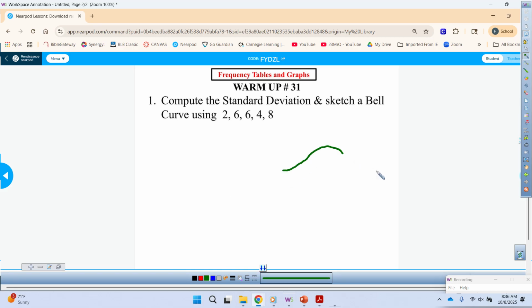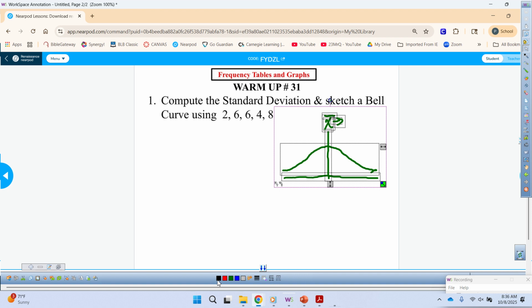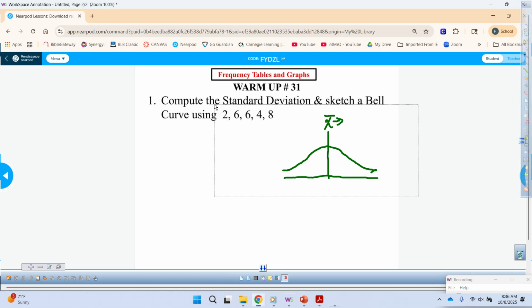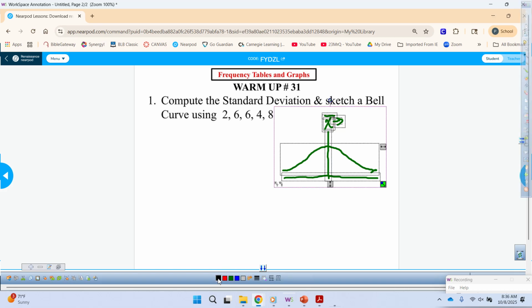So, bell curve. We need a mean. Am I doing that in green? What? But I like technology. Bam. Did it change? No? There you go. All right.